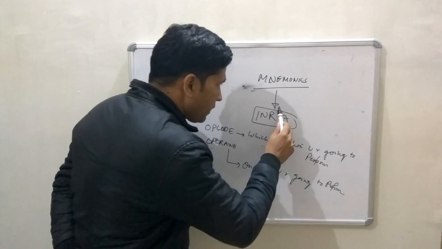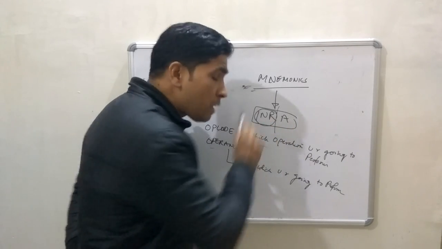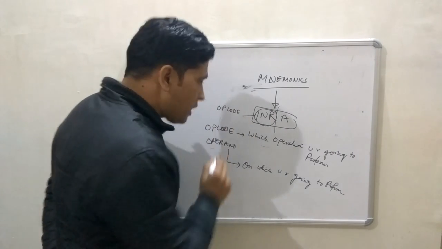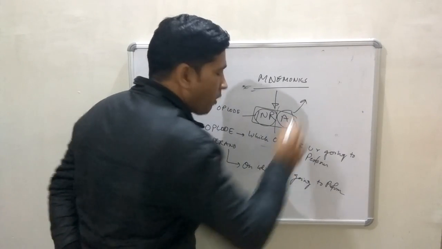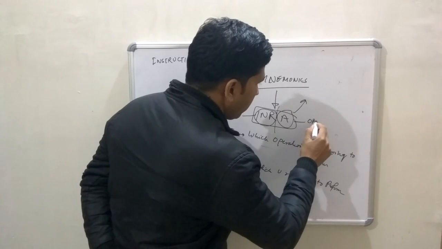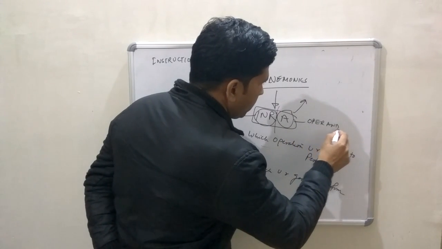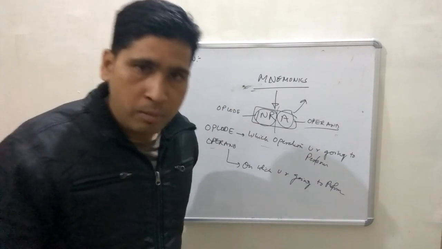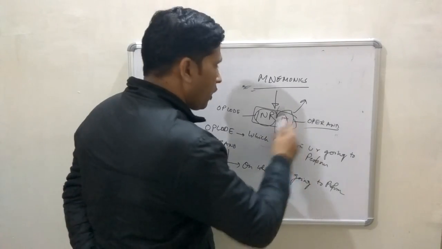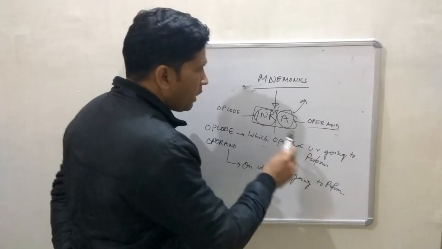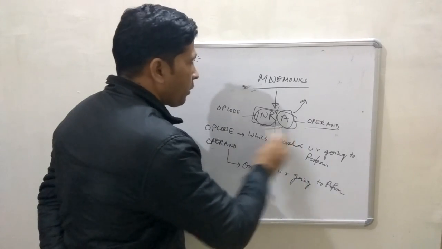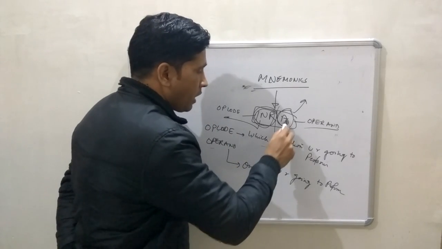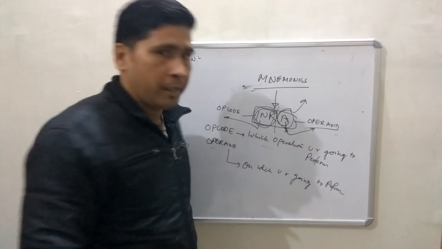In this example, you are going to do an increment, which means increment is the opcode. The accumulator, on which you are going to perform the operation, is called the operand. So any instruction has two parts: opcode and operand. Opcode means which operation you are going to perform. Operand means on which you are going to perform it. By this example you can understand the difference between opcode and operand. Increment is the opcode. The accumulator is the operand.